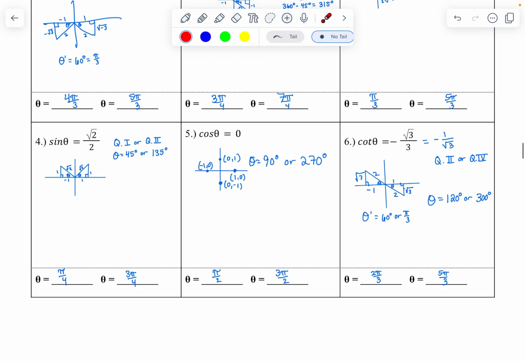So again, think about which quadrant you're in, draw your triangle, think about, is it the 45, 45, 90, or is it the 30, 60, 90? Get everything set up and then figure out what your possibilities would be for that angle measure.